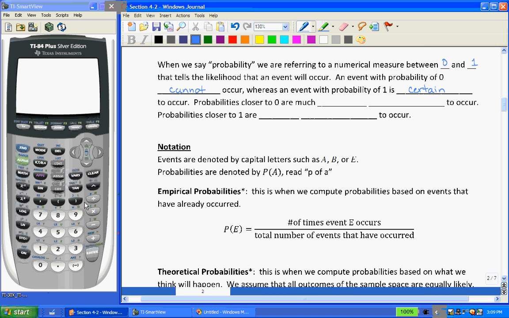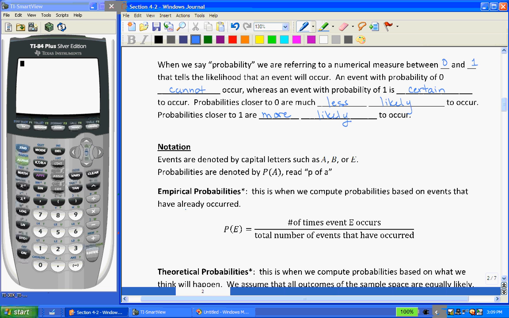Probabilities closer to 0, if they're not exactly 0, but maybe they're close, are much less likely to occur. But probabilities closer to 1 are more likely to occur. So they're not guaranteed to happen, but they're more likely to occur.